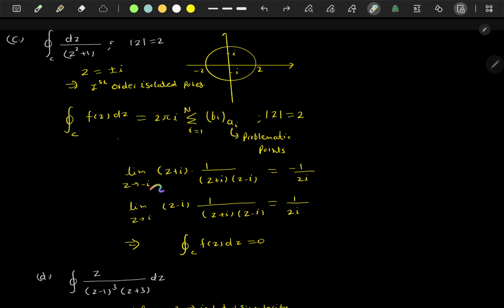So when you take the limit z tends to minus iota, it will be cancelled out, and you will get 1 by minus 2 iota. When you take the limit z tends to iota, z minus iota will be cancelled out and you will be left with z plus iota, so 1 upon 2 iota. So when you sum up these two, you will get 0.